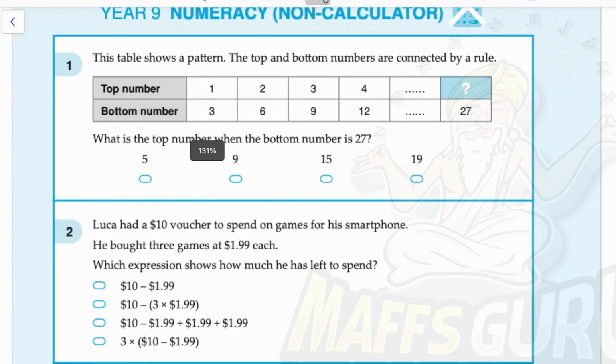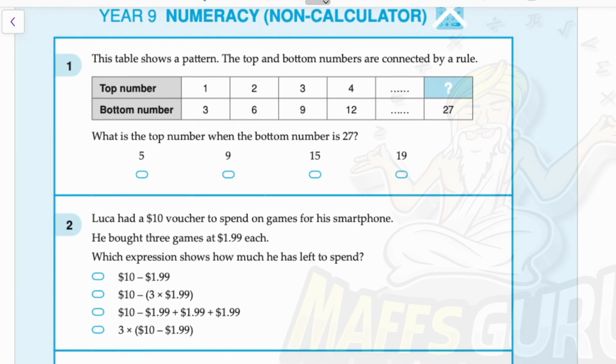And just zooming in a little bit to give myself some space. If I take each of the top numbers and multiply them by 3, I in fact get the bottom number. So the rule is take the top number and times by 3. If we're doing it backwards, we would therefore divide by 3. 9, 18, 27 will give me the correct answer. So 9 is my missing number. And generally speaking, we're looking for a multiplication rule.